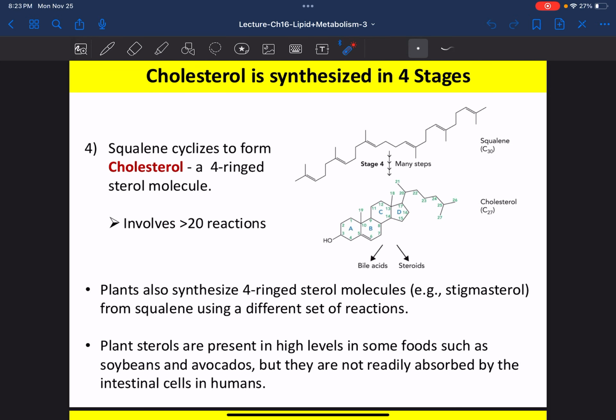In the last stage, squalene cyclizes to form cholesterol, which is a 4-ringed sterol molecule, and this occurs in many steps and over 20 reactions. Plants also synthesize 4-ringed sterol molecules from squalene, but using a different set of reactions.